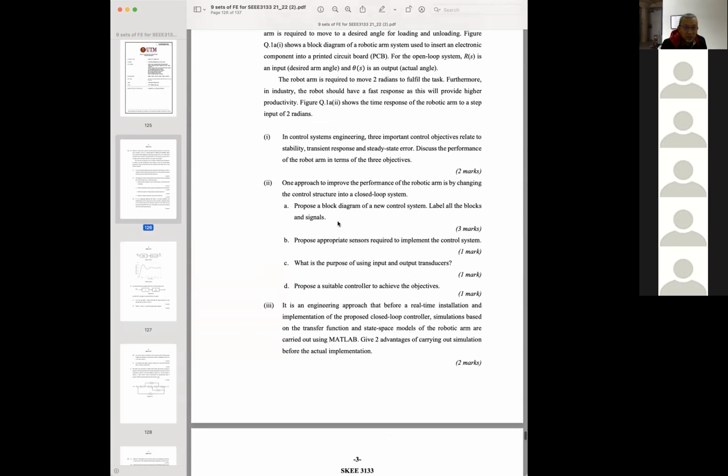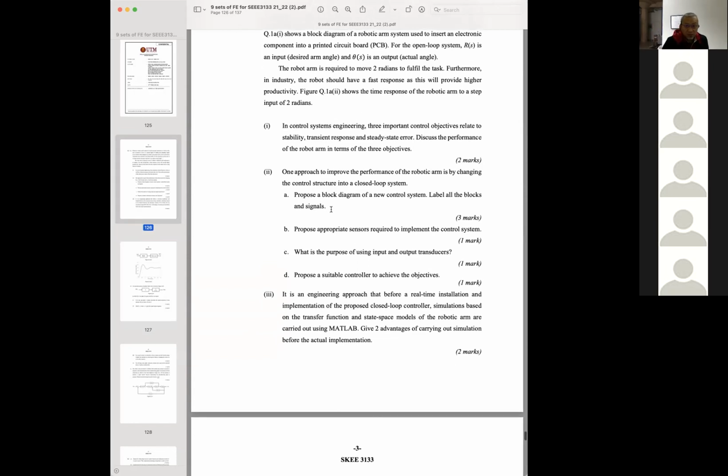So the question number 1 is: three important control objectives relate to stability, transient response, and steady state error. Discuss the performance of the robot in terms of the three objectives. So you have to see the open loop block diagram, and then observe the response at the graph given, and then discuss in the scope of stability, in the scope of transient response, and steady state error.